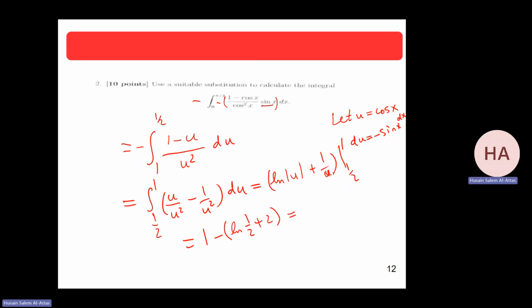So that gives me what? 1 minus ln half is what? It is minus ln 2. This is to go as a power, yeah. Minus 2. And that gives me ln 2, or 1 minus ln 2. Minus 1 plus ln 2.